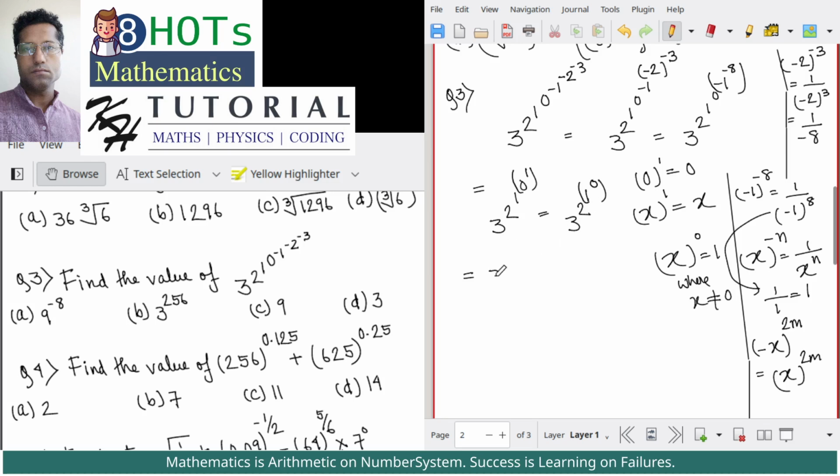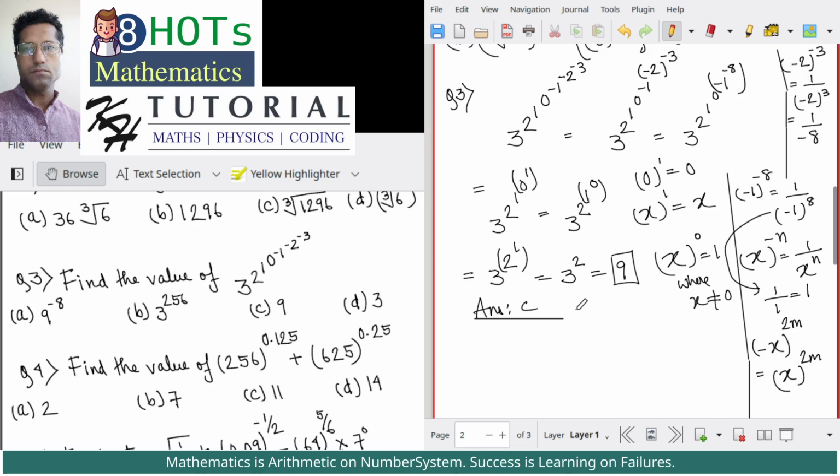So this becomes 3 raised to the power 2 raised to the power, and that power is 2 raised to the power 1. So now we have to evaluate 2 raised to the power 1, which is obviously 2. So we have 3 raised to the power 2, and this is 9. So the answer is 9, and hence the correct choice is C.